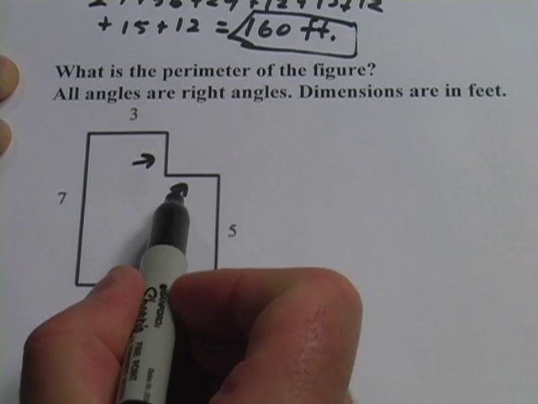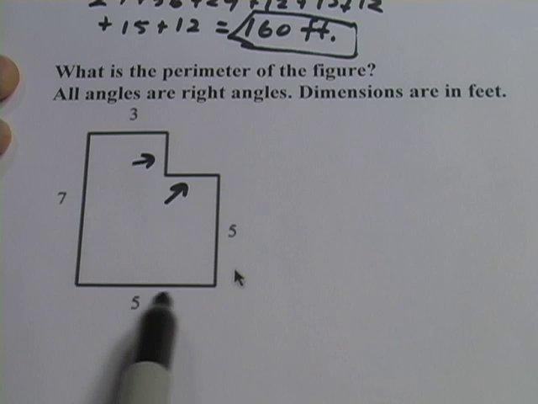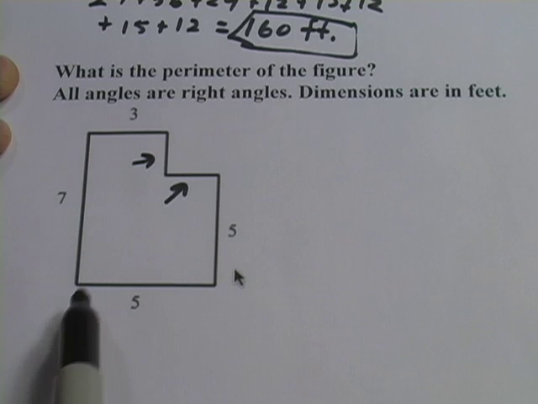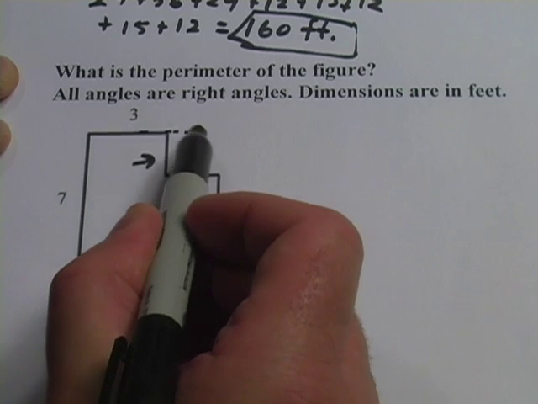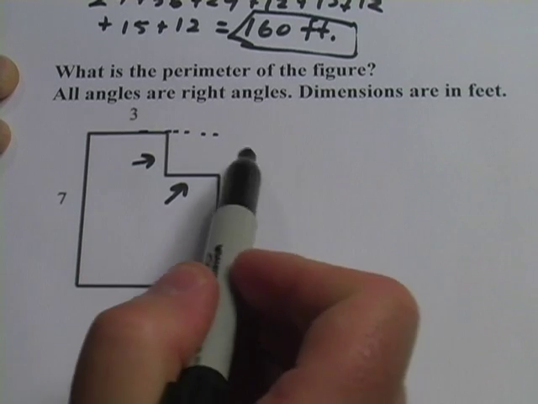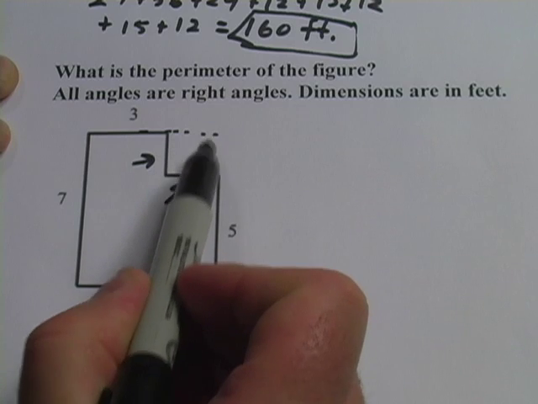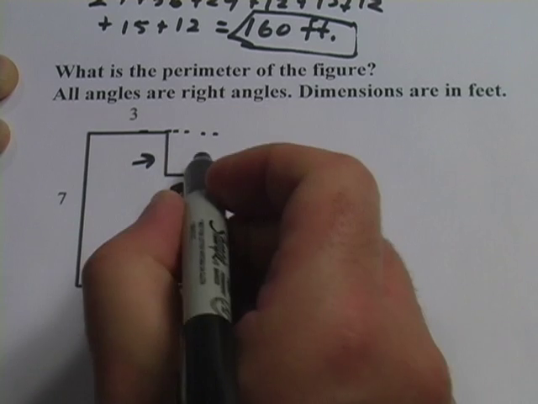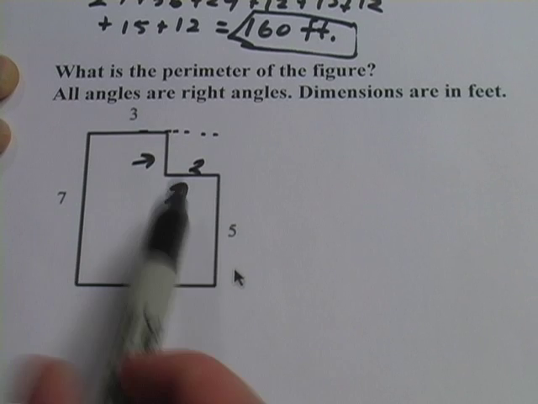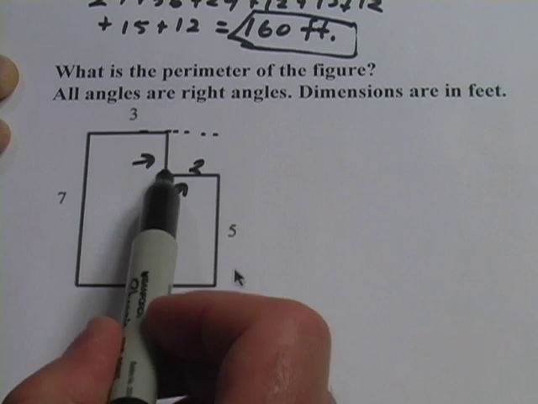Now to figure out this one, what I'm going to do is look at this length down here. It's 5. And then this length here would be the same. That would be 5. Well, this part is 3, so this part here must be 2, which means this part here must be 2. And now we'll do the same thing to find this side.